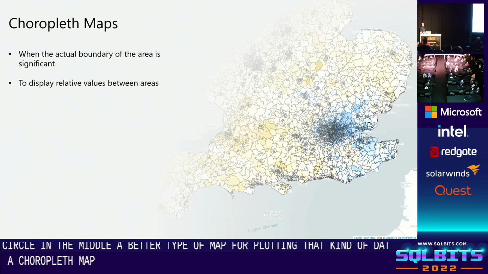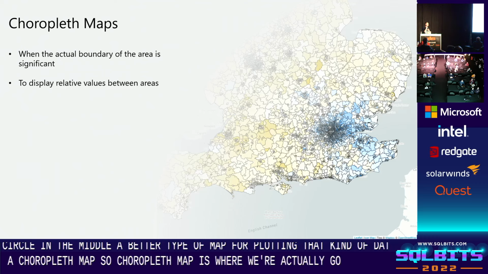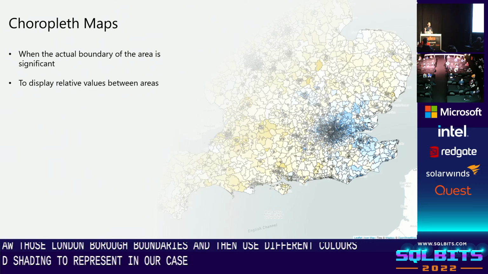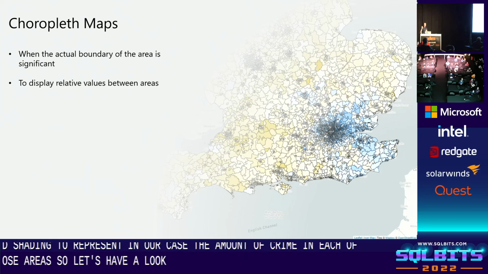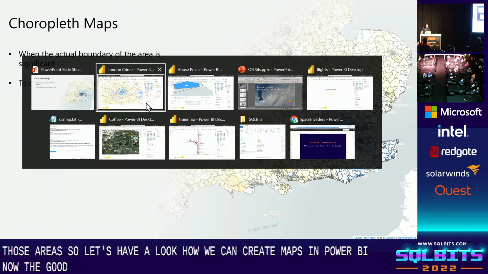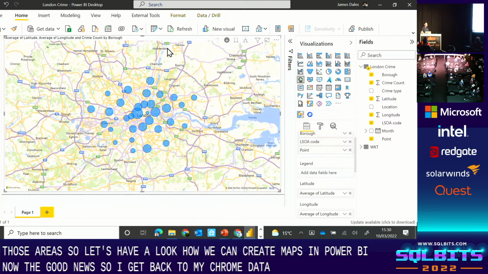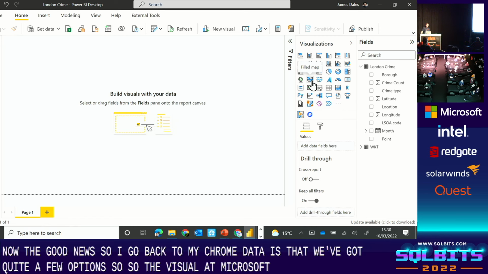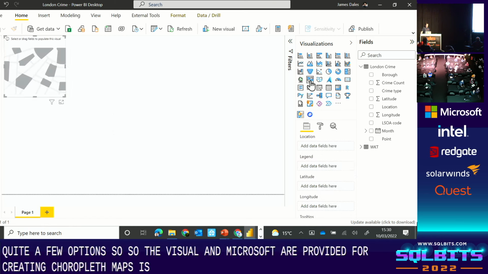So a choropleth map is where we're actually going to draw those London borough boundaries and then use different colors and shading to represent, in our case, the amount of crime in each of those areas. So let's have a look how we can create choropleth maps in Power BI. Now, the good news, if I go back to my crime data, is that we've got quite a few options. So the visual that Microsoft have provided for creating choropleth maps is the filled map.